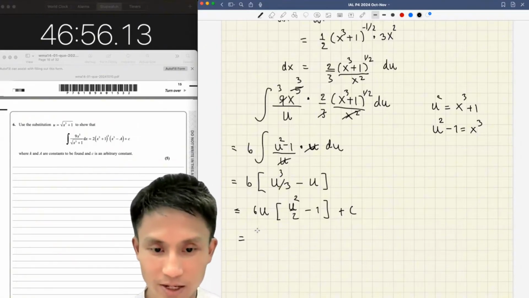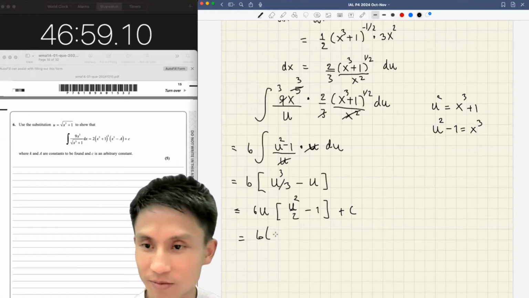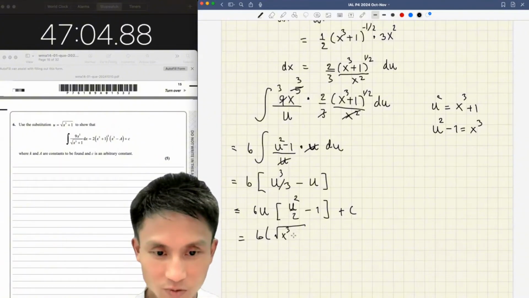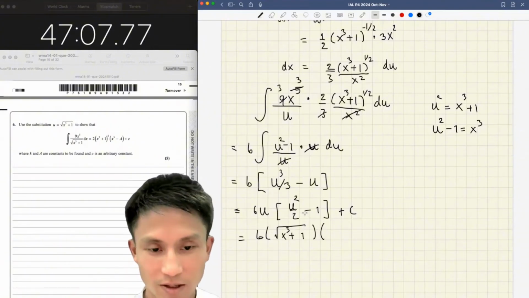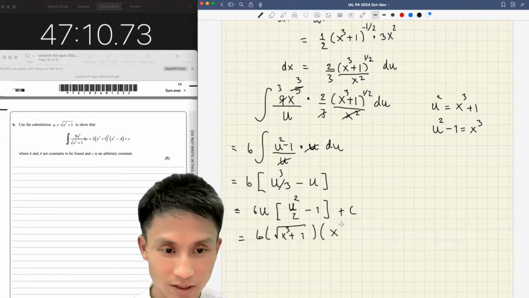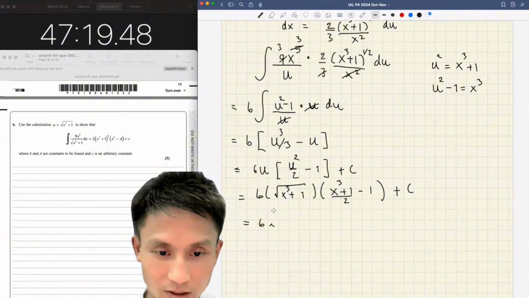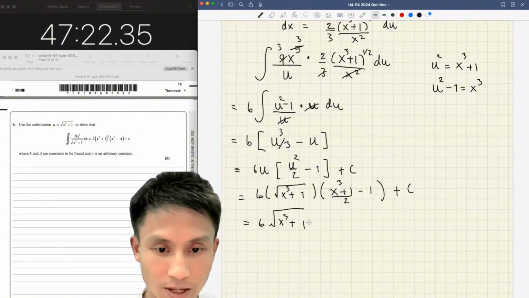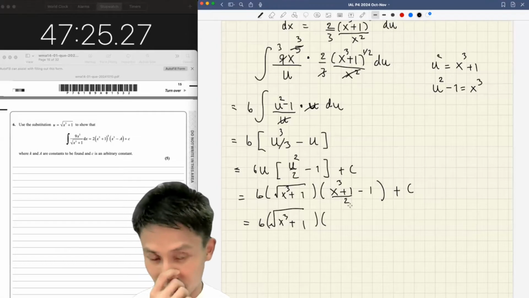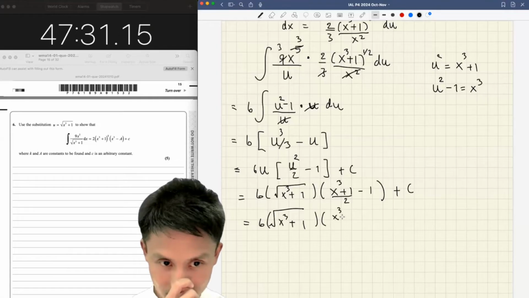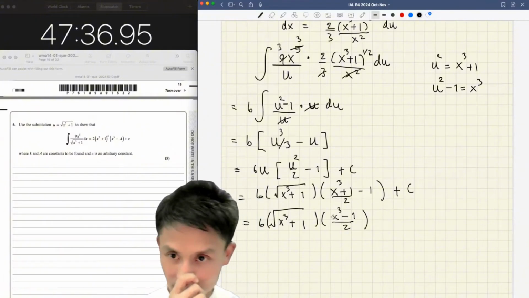Wait. Okay, yeah. So this is 6. u is the square root of x cubed plus 1. So u squared is going to be x cubed plus 1 over 2, and minus 1 here, plus c there. I hope this is going to work. And then we're going to multiply that. So if you simplify the fraction here, 2 multiply minus 1 here, that's going to be minus 2. And then that's going to give this minus 1 all divided by 2. Okay. Yeah, we get the same thing there.